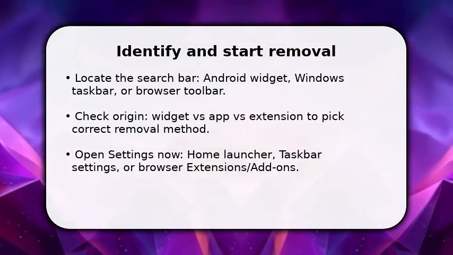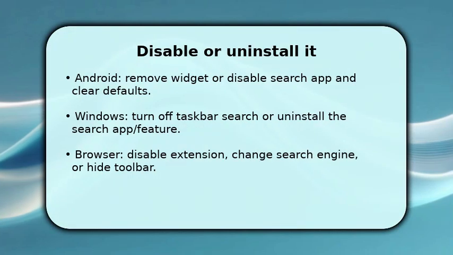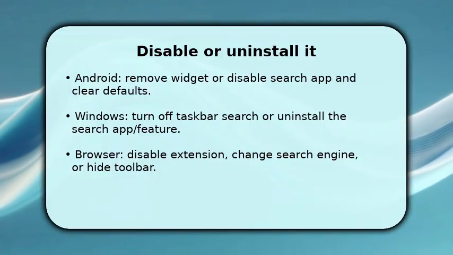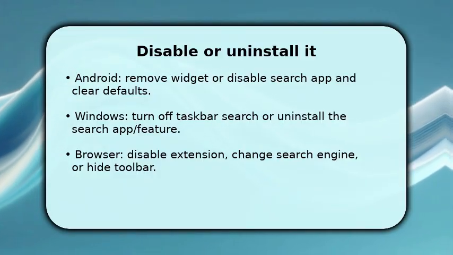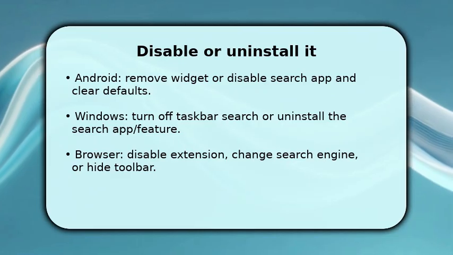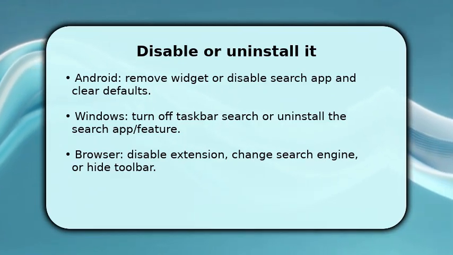Now perform the removal. On Android, drag the widget off the home screen and, if needed, go to Apps to disable the search app or clear it as the default home action. On Windows, toggle Search off in Taskbar Settings or uninstall the provider from Settings apps if available.